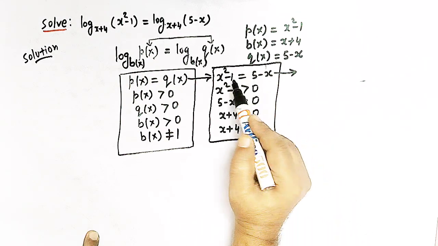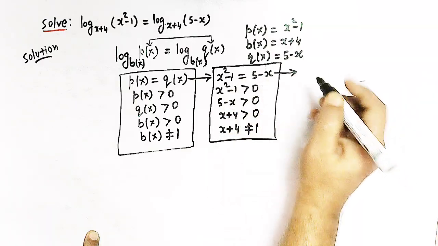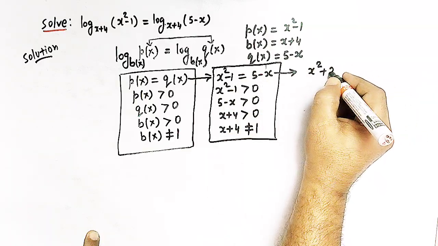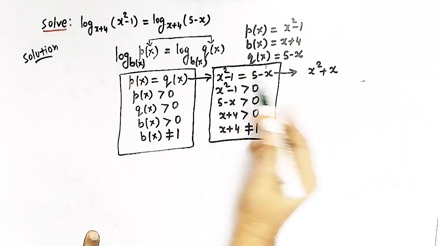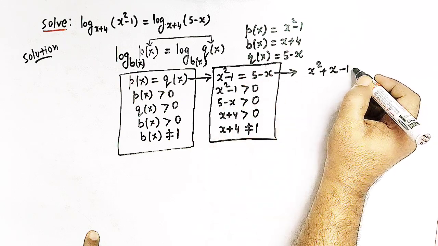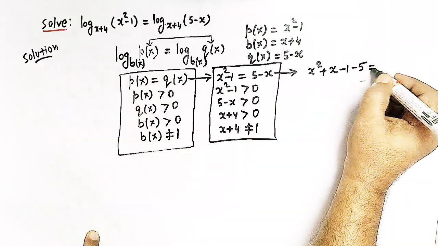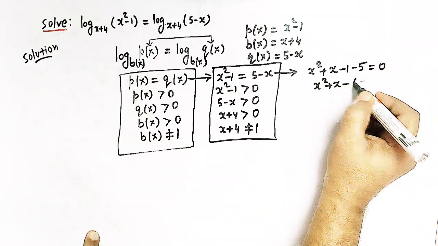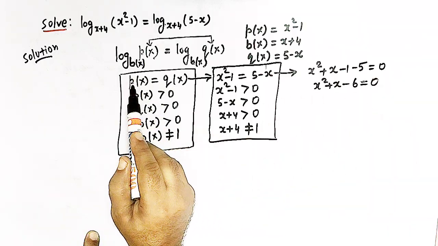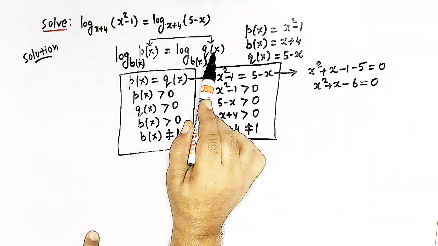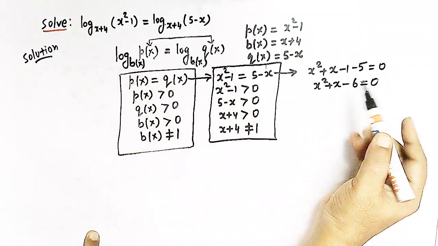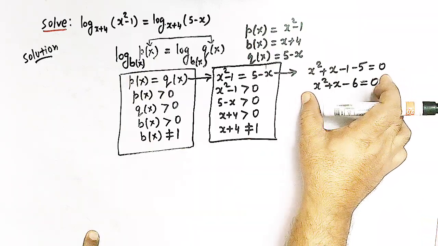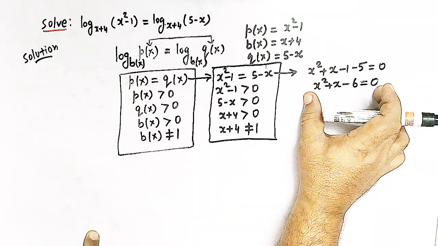So now let us first solve this equation. So here we can write x square plus x, and taking minus x to this side, then we have minus 1 and minus 5 is equal to 0. So we have x square plus x minus 6 is equal to 0. So from this condition, that is p of x is equal to q of x, we have obtained a quadratic equation, and this quadratic equation has two roots, right?